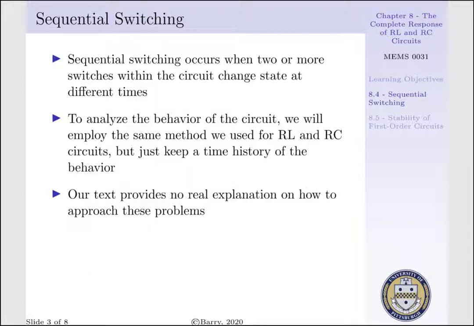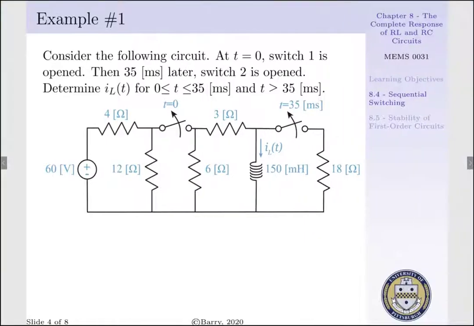For us to begin, sequential switching is when two or more switches within our circuit change state at different times. To analyze the behavior of this type of circuit, we need to use the same method we developed for RL and RC circuits, but we have to keep a time history of the behavior, i.e. we have to know how our voltage evolves as a function of time or our current evolves as a function of time. Our textbook provides no explanation of how to solve these problems, so this will be the only source of information. To begin, let's look at example 1, where we're given the following circuit.